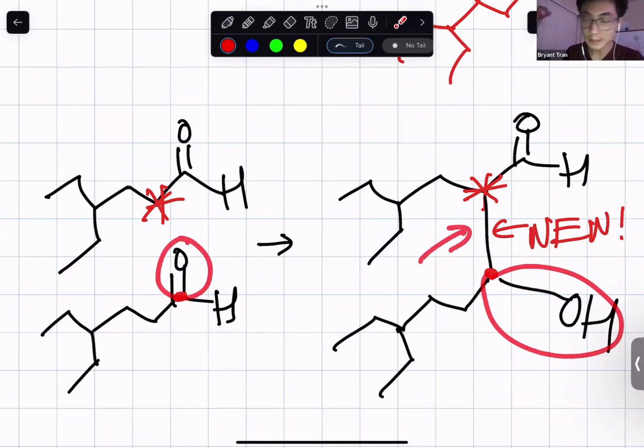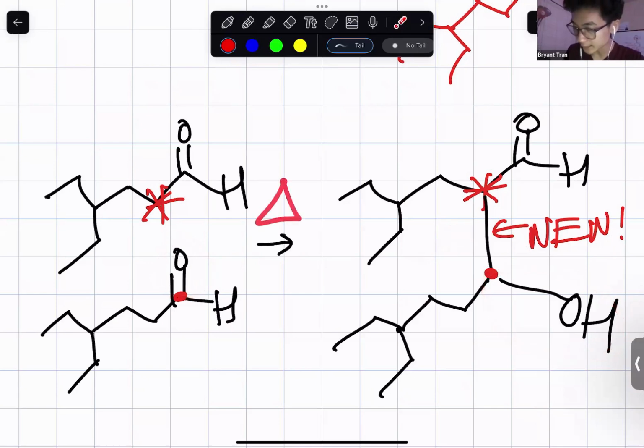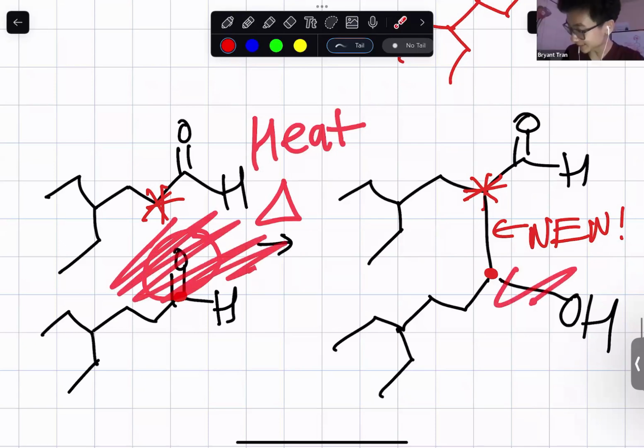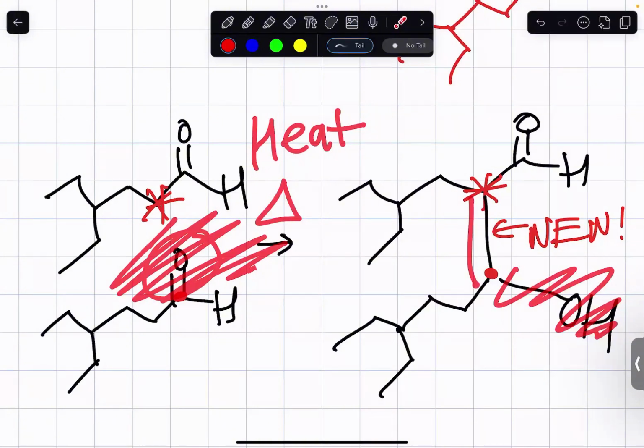But if we do aldol dehydration with heat, then that gets rid of the carbonyl entirely. It's not there anymore. But we have to put a double bond right there between the star and dot. Okay, perfect. Yes, that's the star and dot technique to predict the product quickly.